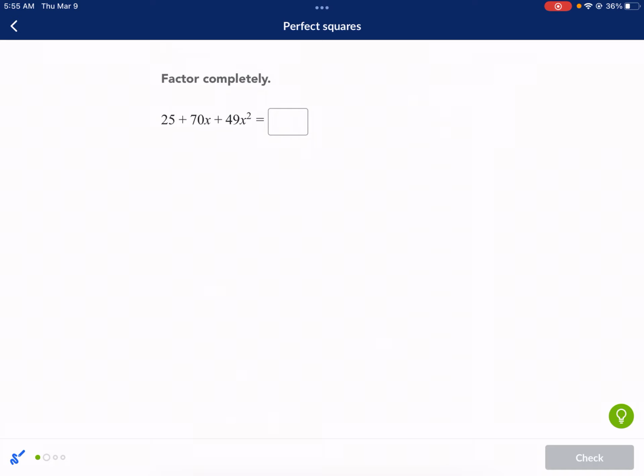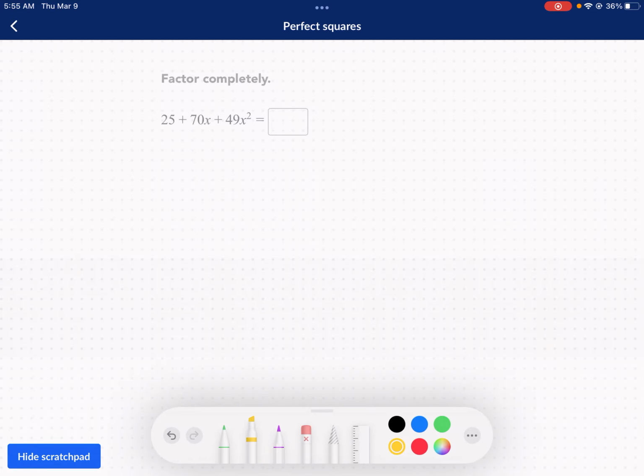Ooh, this one looks a little tough, but let's check this out. So notice first that these do not have any common factors. 25 has only 5. 49 only has 7. So it looks like we're out of luck, but we're not. First thing we're going to do, rearrange it. I don't like looking at it in this way, so we're going to put 49x squared plus 70x plus 25.